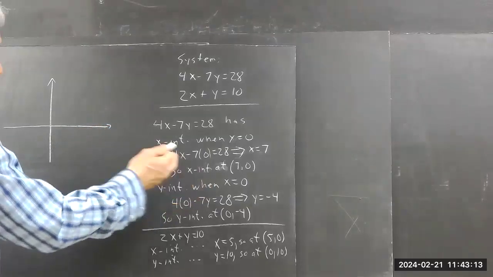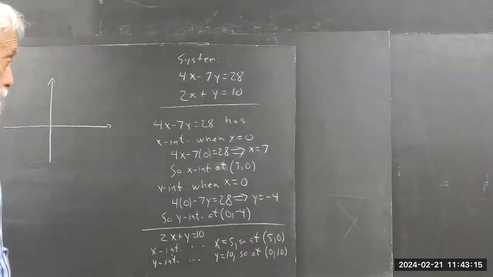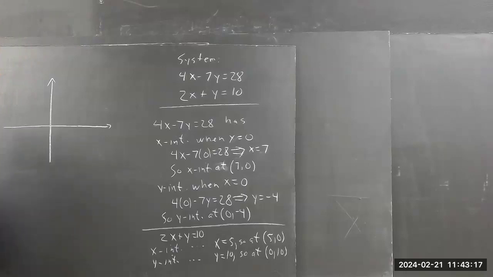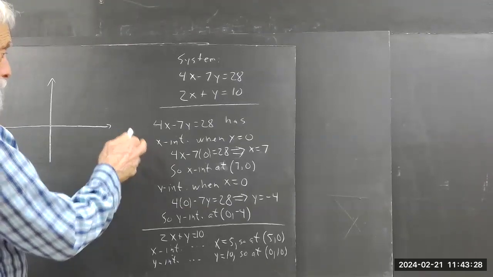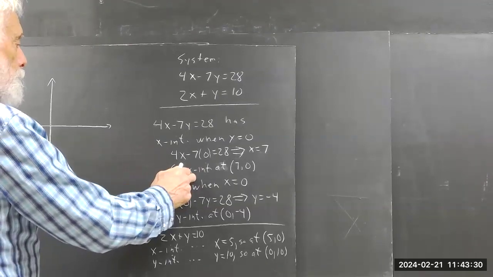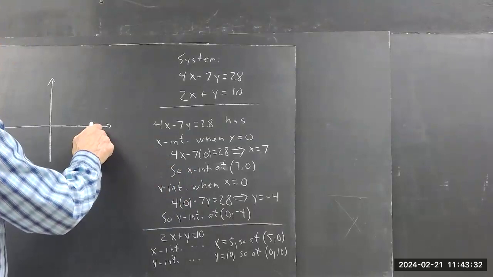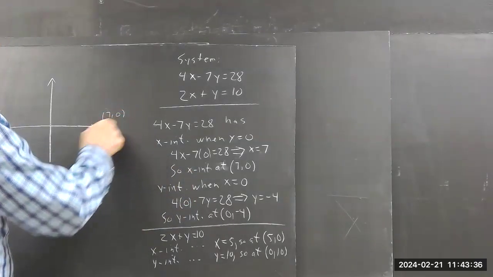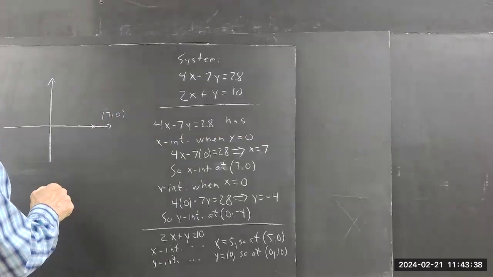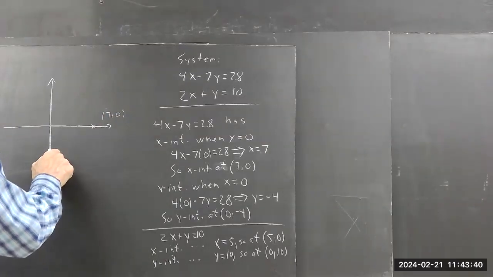We've got two points on each line, the x-intercept and the y-intercept. That's often the best way to construct a graph of your line. Sometimes it isn't, but most of the time it is. Okay, so we have (7, 0). And we have the point.